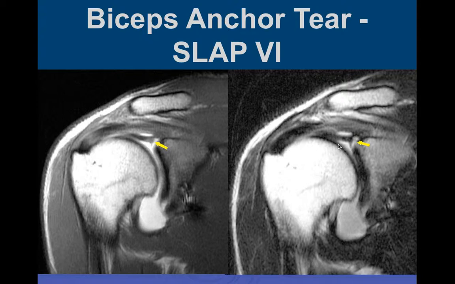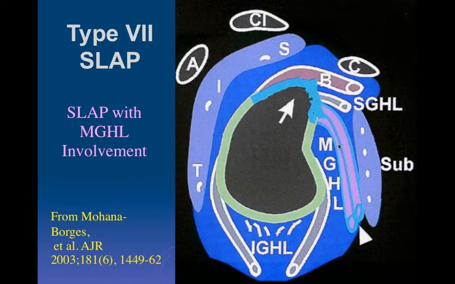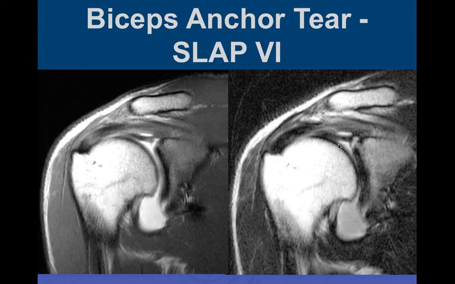And here it turns out that MR and arthroscopy don't really have as great a correlation. So I would, again, just describe what you see as probably a tear of the superior labrum with probably a couple of millimeters of retraction.